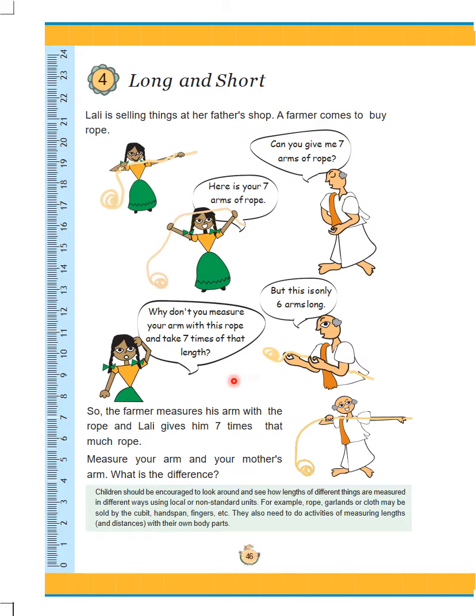So, to correct her mistake, Lali says to the farmer, "Why don't you measure your arm with this rope and take 7 times of that length?" So, the farmer measures his arm with the rope, and Lali gives him 7 times that much rope. Children, you measure your arm and your mother's arm at home and see what the difference is. You will find that your arm is smaller than your mother's.